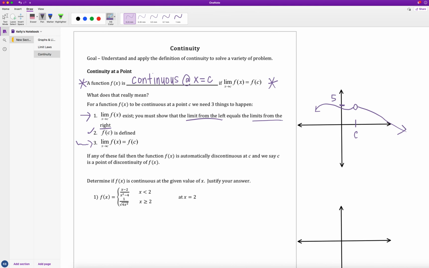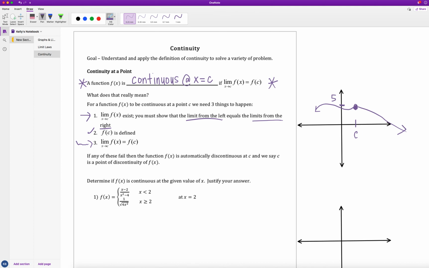As I approach from the left and from the right, I can see that both of those limits are approaching a y value of 5. That's what the first statement means. The second statement means that there is a filled-in circle for f of c. It doesn't have to be at 5 in the second statement, but there should be some filled-in circle. What the third statement tells me is that that filled-in circle should be exactly where the limit is approaching, so in this case at 5, since the left and the right were both equal to 5. And this would give us a function that is continuous.